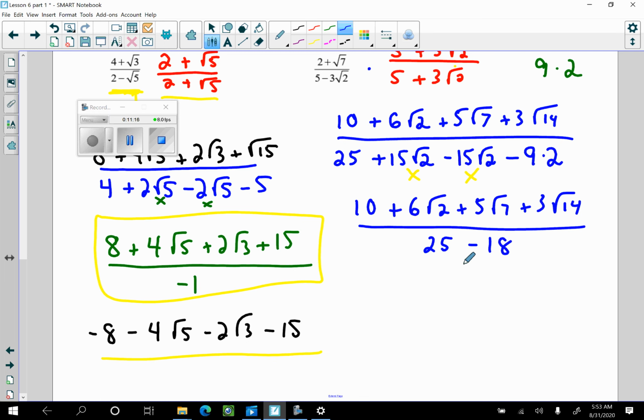That guy right here is just 7, positive 7. So I'm going to put each term over 7. So it's going to be 10 sevenths plus 6 sevenths square root of 2 plus 5 sevenths square root of 7 plus 3 sevenths square root of 14. Looks kind of funky. Looks kind of difficult.